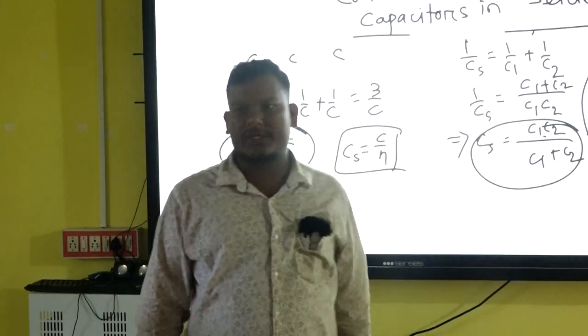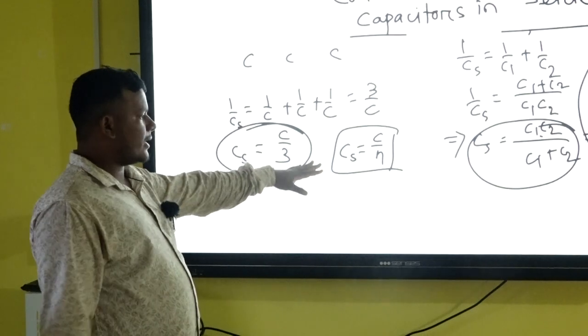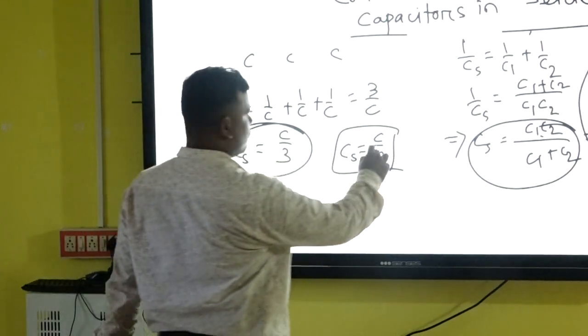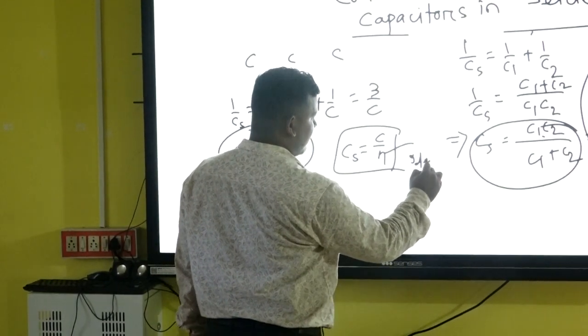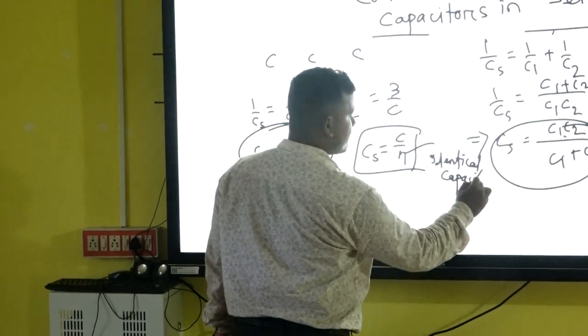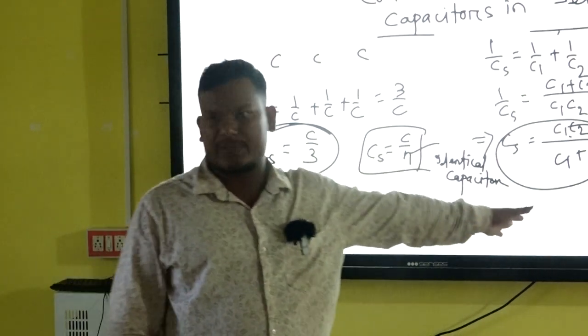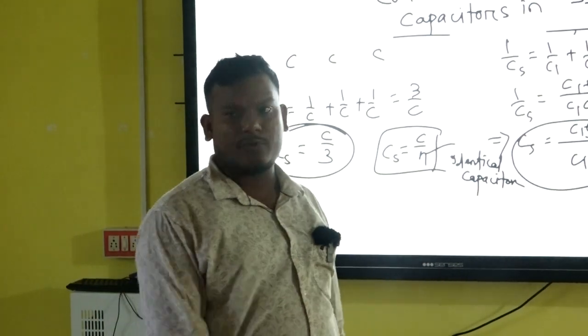All clear up to this? If you have any doubt, then you can ask me. Okay, for n identical capacitors, this formula is useful for identical capacitors. For parallel, all the conditions of series will be reversed.